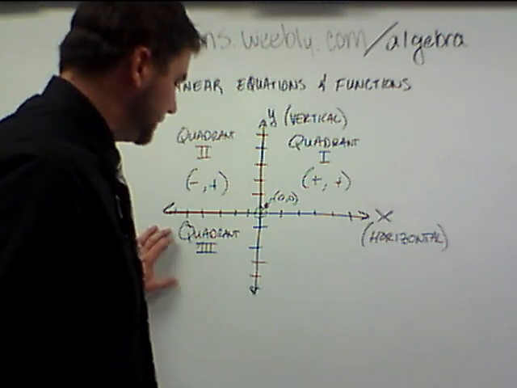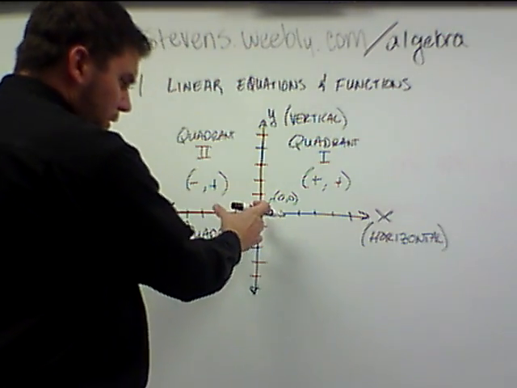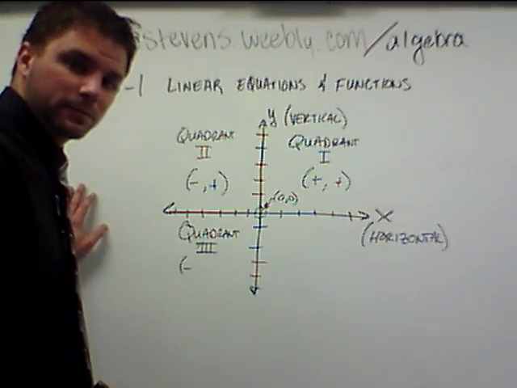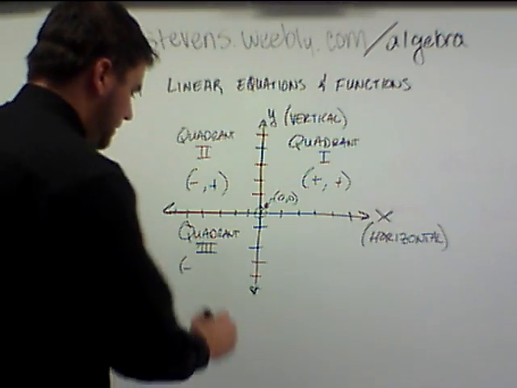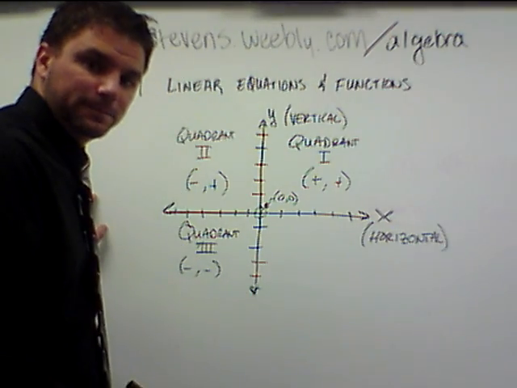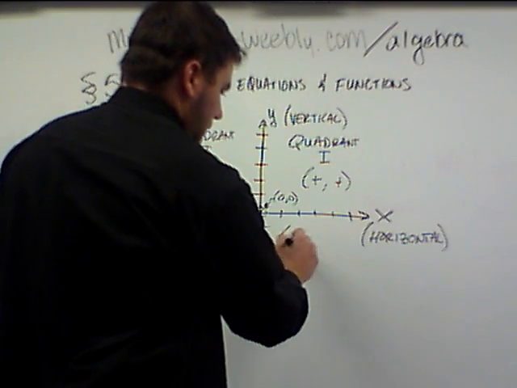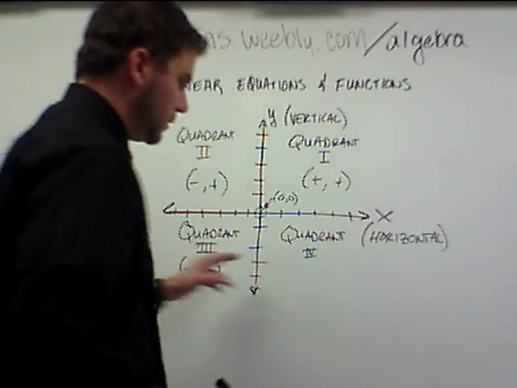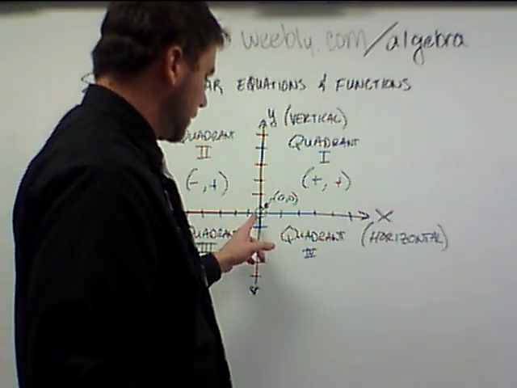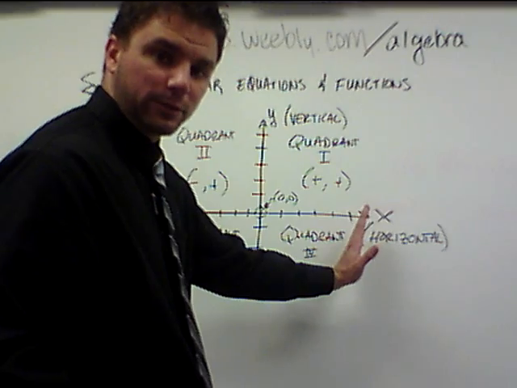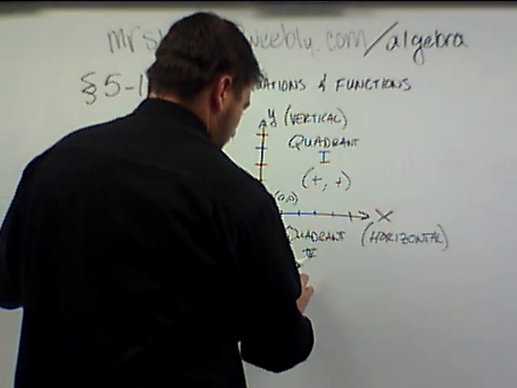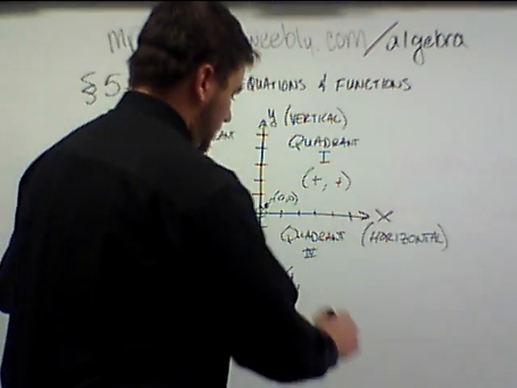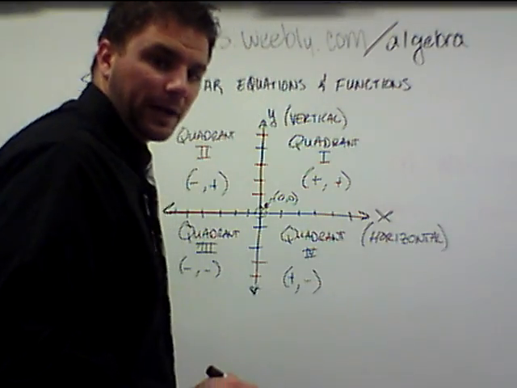Next up, we have quadrant 3, down on the bottom left. So we're going to start at 0, and moving to the left, we still have a negative. And moving down on the y-axis now, we also have a negative. Finally, we have quadrant 4. So we're going to start at the 0. We're ending up going to the right. So it'll be a positive value for my x. Moving down, it'll be a negative value for my y.